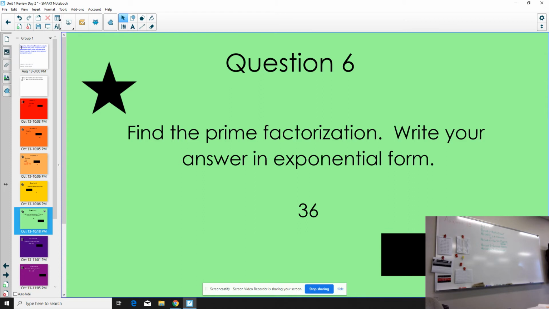All right, we're on question 6. Find the prime factorization. Write your answer in exponential form. So what you're going to do is make a factor tree. Go ahead and pause the video, and when you finish your factor tree and have your answer in exponential form, then click play.